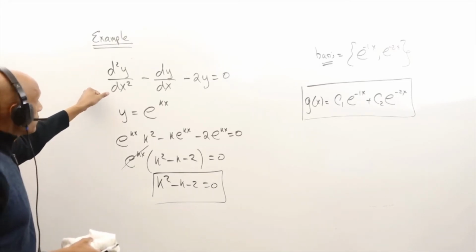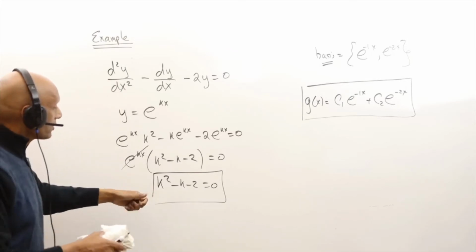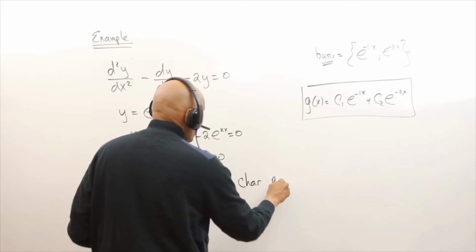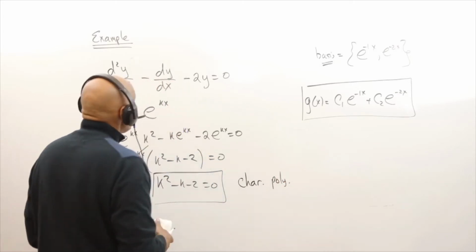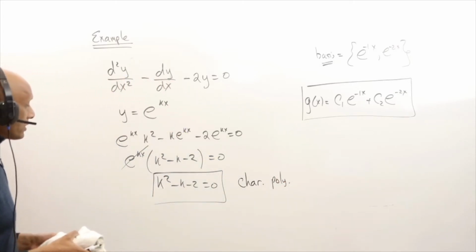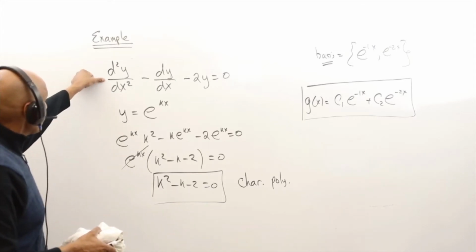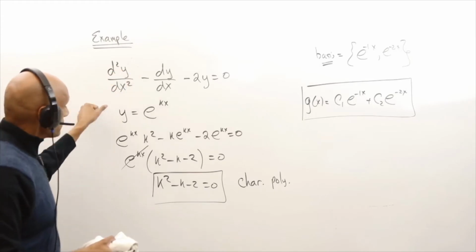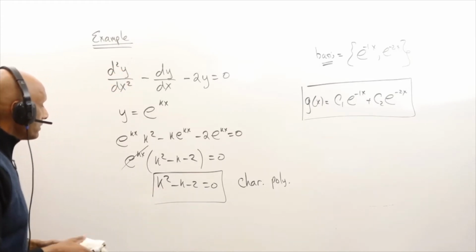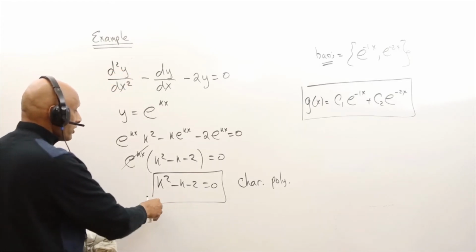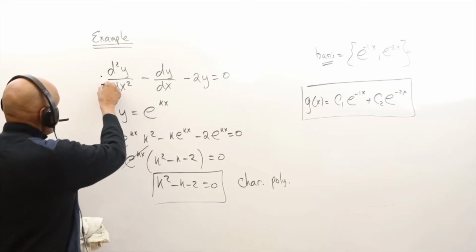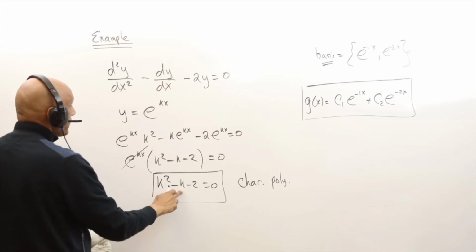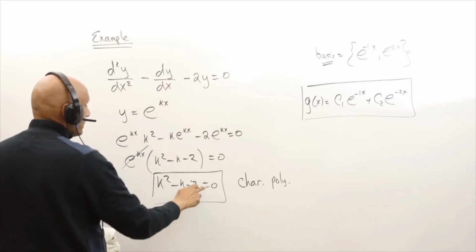You should notice that whenever you see a second order or an nth order differential equation, we should be able to write the characteristic polynomial directly by just looking at the constants in front of each of the variables and substituting them into the polynomial. So you can construct this characteristic equation very quickly, by looking at this and saying this is really 1k squared minus 1k minus 2 equals 0.